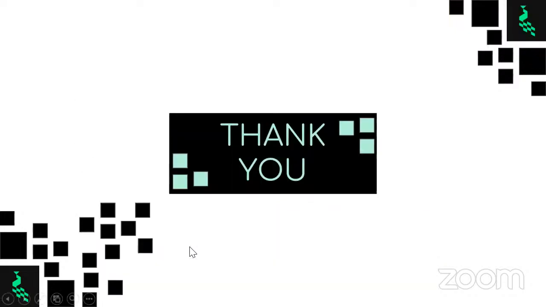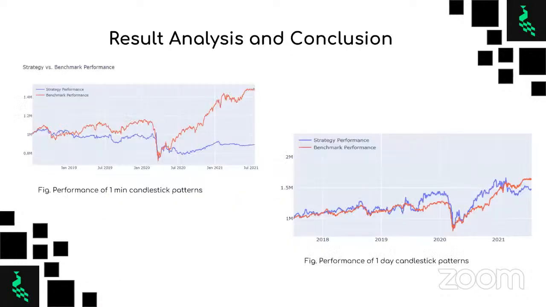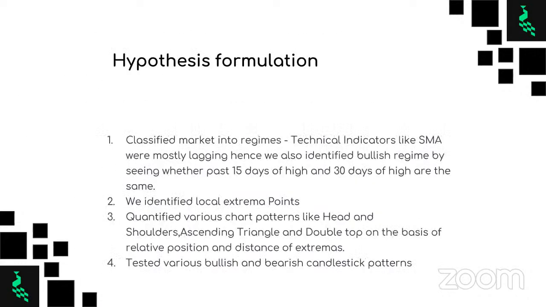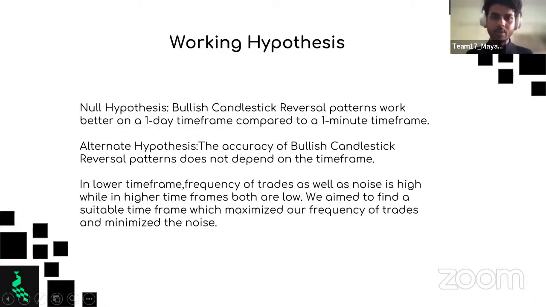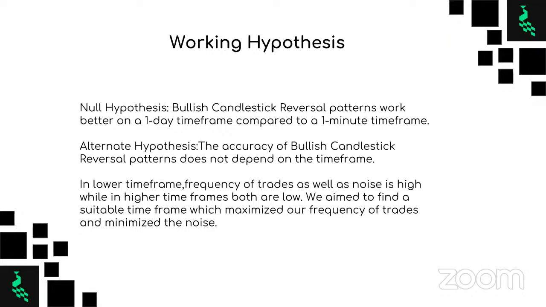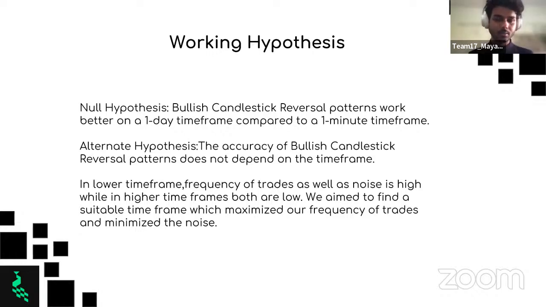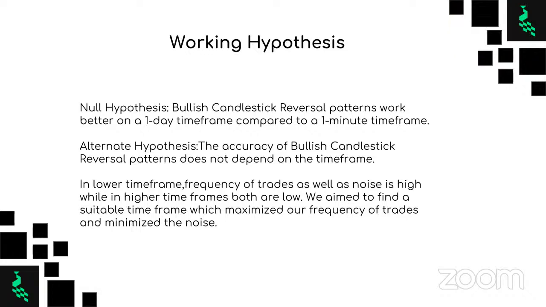Yeah. So your null hypothesis is your daily performs better than minute. Yeah. And your alternative is that it's not the case, it's not directly correlated. Yes. So what would have been a statistically correct test to prove that?